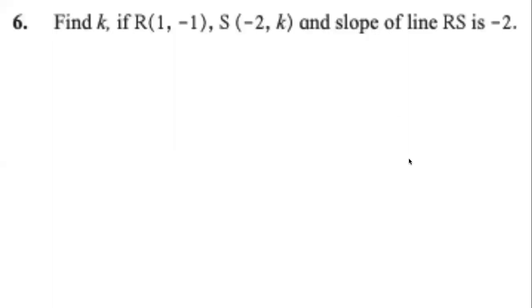Question number 6 of practice set 5.3. So here also we have 2 points R and S. R is 1, -1. S is -2, K. And the slope of the line is given as -2. Using the same logic, we can find the value of k. If I try to write it for you quickly on the screen, it will be something like -2 equals k minus minus 1 by -2 minus 1. Very simple.